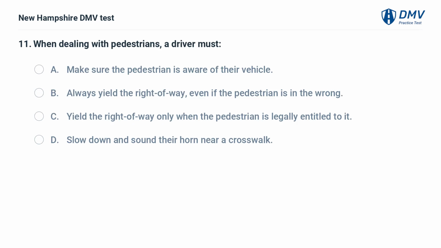When dealing with pedestrians, a driver must A. Make sure the pedestrian is aware of their vehicle. B. Always yield the right-of-way, even if the pedestrian is in the wrong. C. Yield the right-of-way only when the pedestrian is legally entitled to it. D. Slow down and sound their horn near a crosswalk.